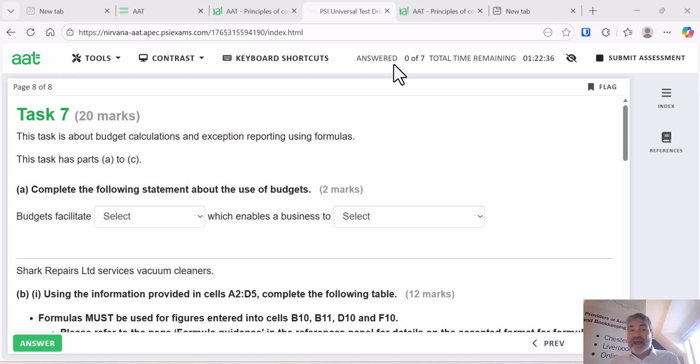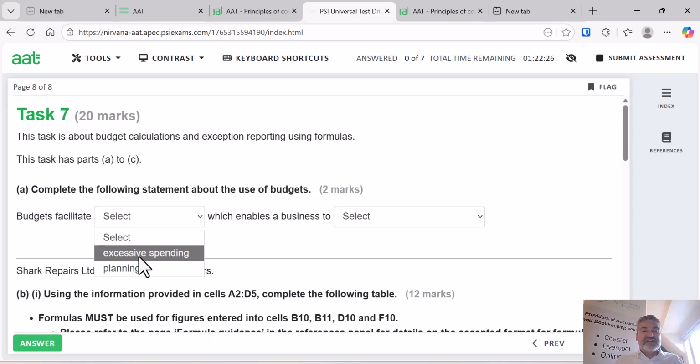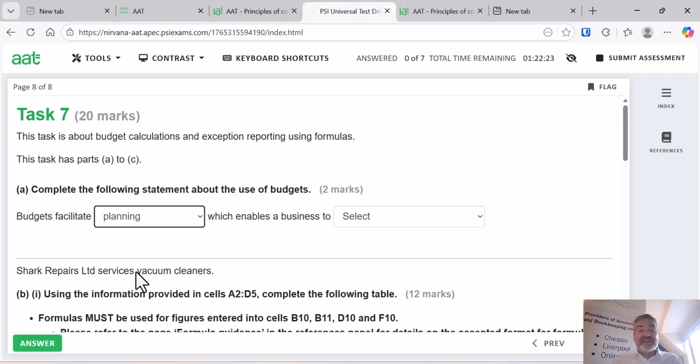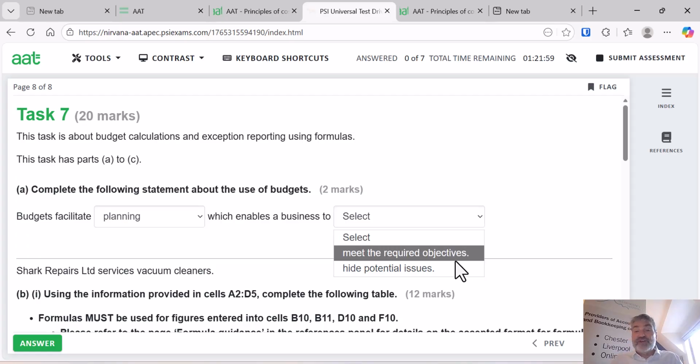So let's have a look at how to complete our statement from the drop downs. Budgets facilitate, to start with, well, given what I've just said and what a budget is, budgets facilitate a business to plan. They facilitate planning, and that planning enables a business to do what? Well, given the choice, it's definitely going to be meet the required objectives. All businesses should really need to plan, and they're putting those plans in place to help the business to achieve what it sets out to do, its objectives.